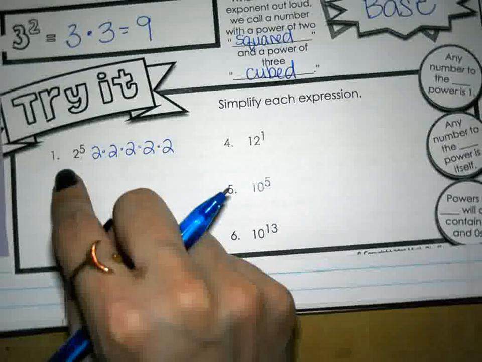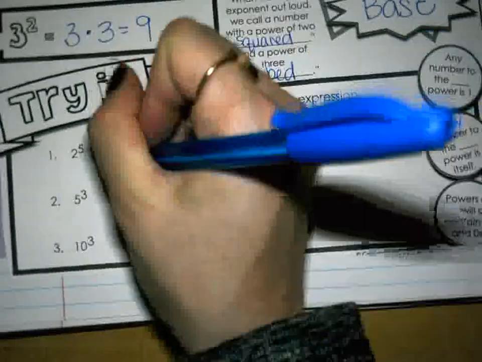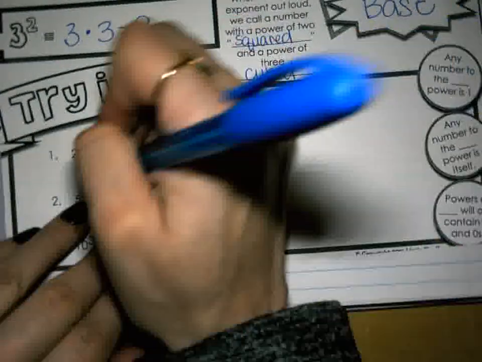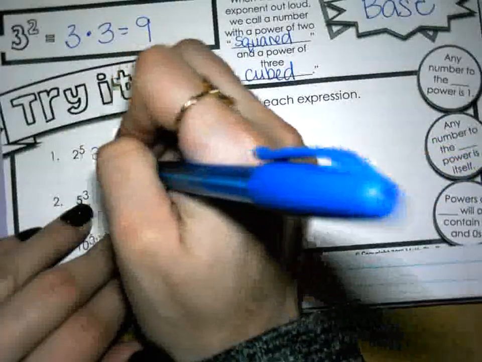Now, once again, we have to be really, really careful. Do we have to show our work? Yes. Are we allowed to use calculators? No. So, do the math with me. 2 times 2 is? 4.